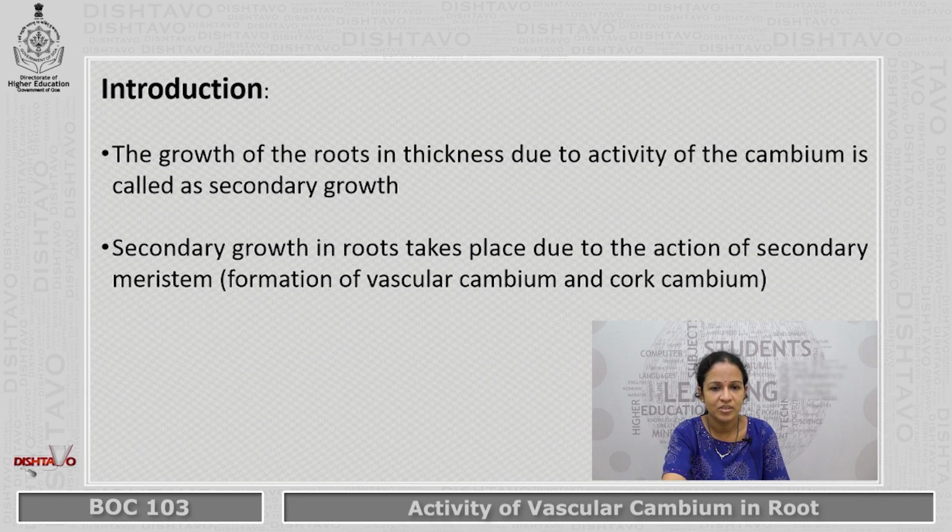Secondary growth in roots takes place due to the action of secondary meristem by the formation of vascular cambium and cork cambium.